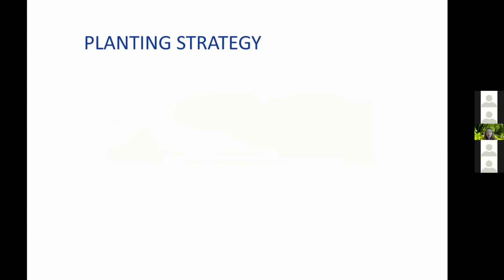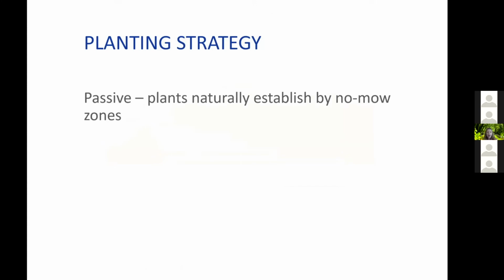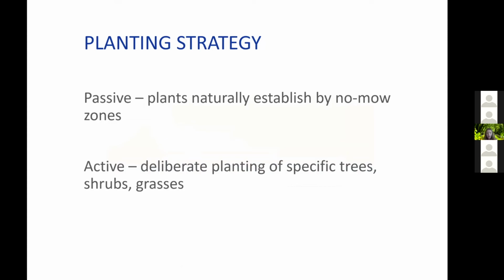So now let's talk about some planting strategies. We can have a passive planting strategy, and that's just naturally allowing a buffer to establish using a no-mow zone. So we're going to get deeper detail into these two methods, but we can have a passive or we can have an active strategy. And the active strategy is really that deliberate planting of specific trees, shrubs, and grasses. So more of a landscaping type approach to establishing our stream buffer.